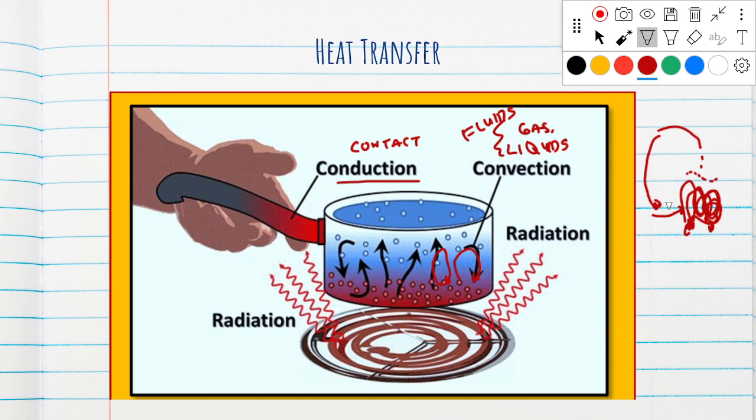Some of you may have a convection oven where there's a fan that moves the air around, trying to heat the oven more evenly. Same idea. So that's the second means of heat transfer. The last one here would be radiation.